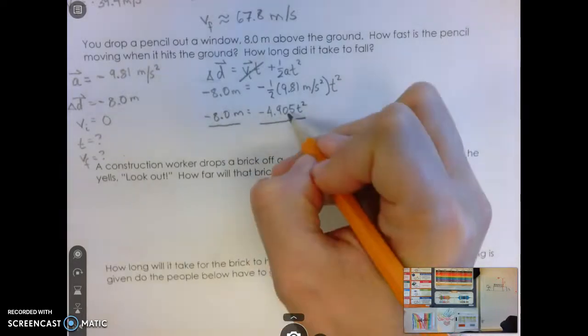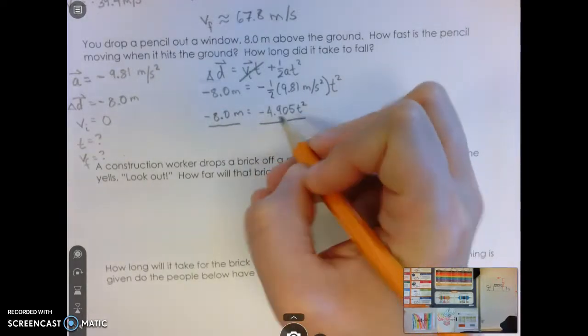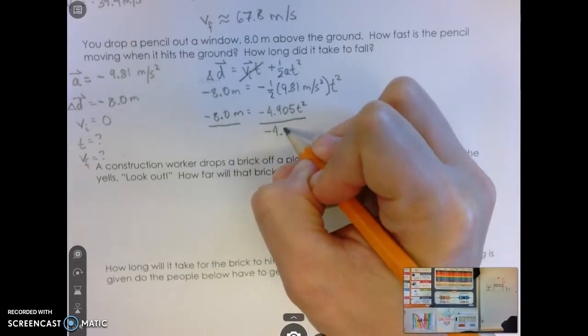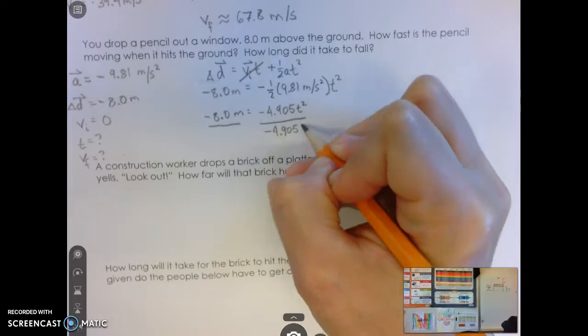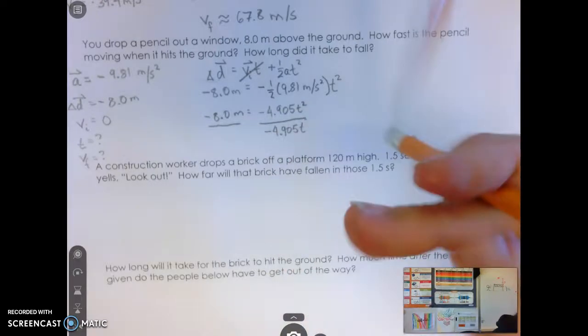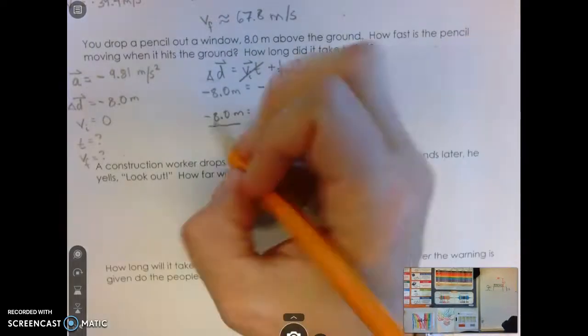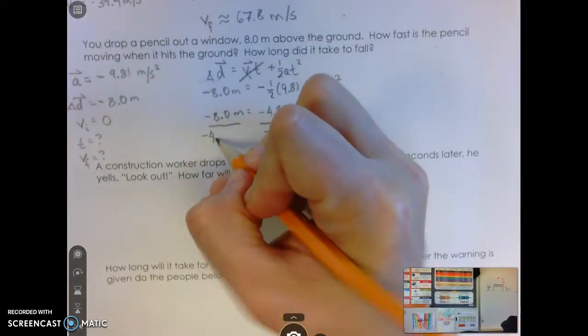This is times negative 4.095t squared. The opposite of times is not plus or minus. It is divided by. Be careful with your algebra. Be careful with your units. You do not have to divide by t squared because t squared is the answer. Pay attention to what you're doing.